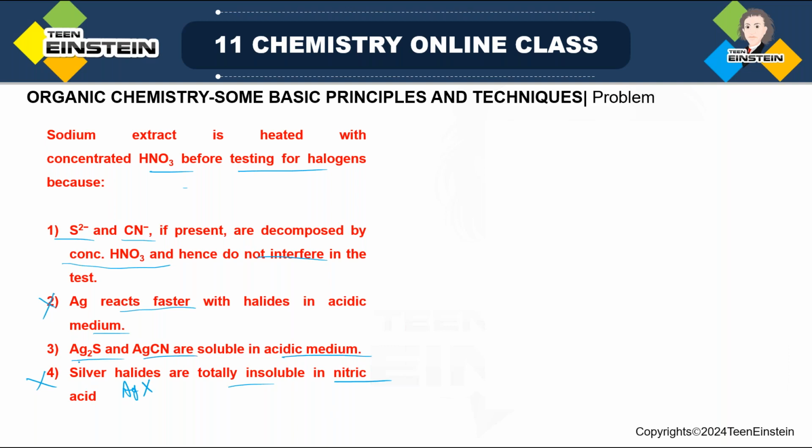Then Ag2S and AgCN can be formed only if you have the presence of sulfide ion and CN-, and they are not soluble. They will actually make some black precipitate. So this is also not the correct statement. The first one is the correct statement, because if these two ions are present, there will be interference by the formation of Ag2S, AgCN and black precipitate. That is why we first use concentrated HNO3. The corresponding reaction we have already seen. These two are converted to H2S and HCN, which are gases and can be easily removed. Now there is no interference. This is the actual reason why we boil it with concentrated HNO3.